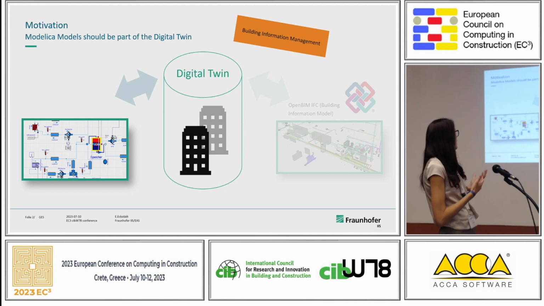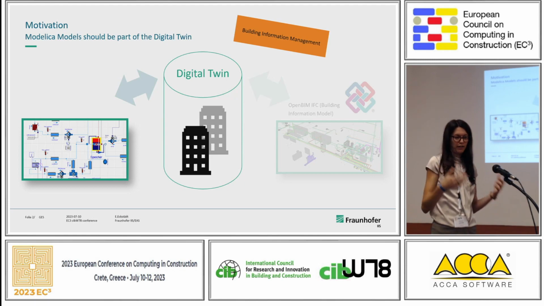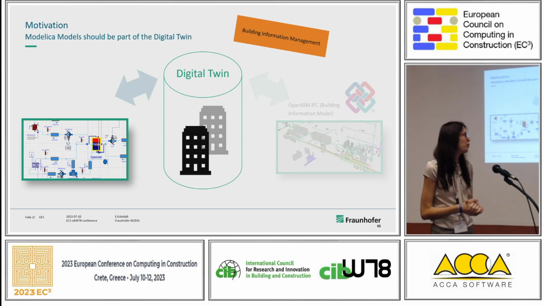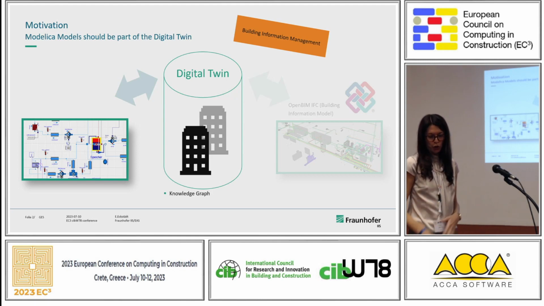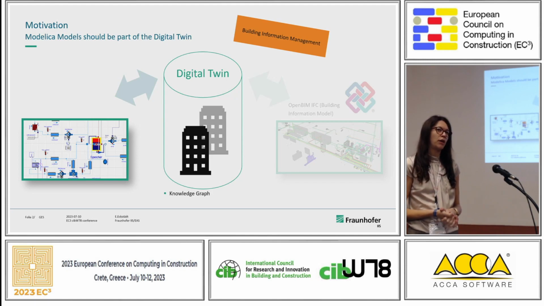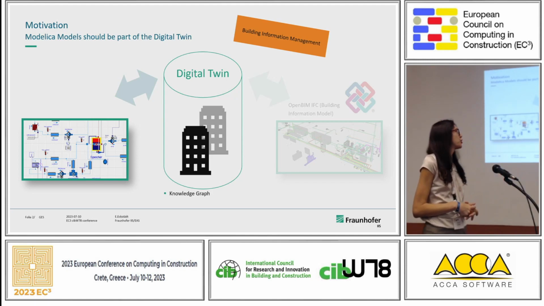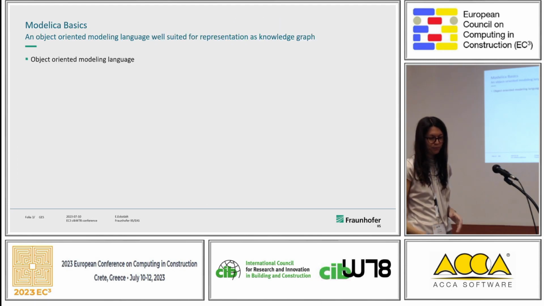In general, simulation models, not only Modelica models, every type of simulation model, contain a lot of information that should be freed from this data silo, and on the next slide I want to give you a little bit of information on why Modelica especially is suited for that. So I talked about the digital twin. Well, everybody is talking about the digital twin. For me, the digital twin is a knowledge graph, and to be even more specific, it is a knowledge graph based on the W3C standards, RDF, OWL, and so on.